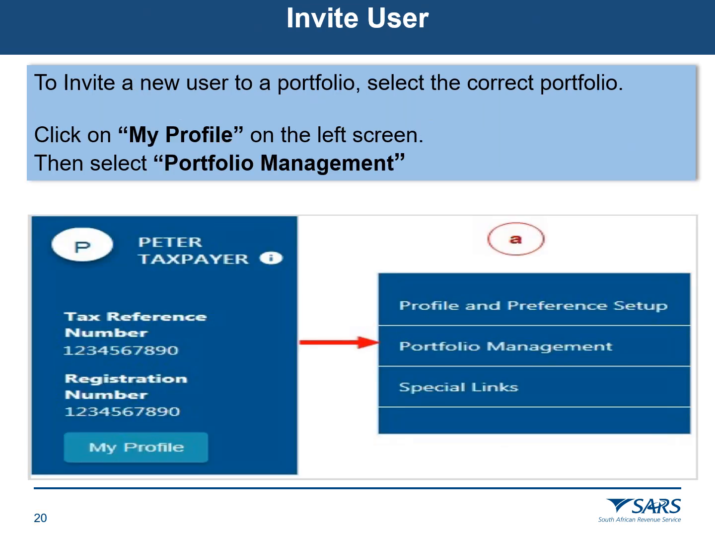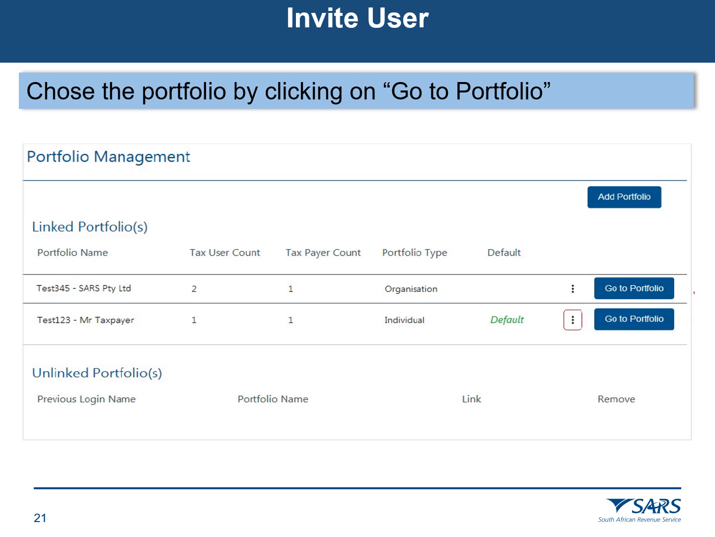The invite user option allows you as an administrator to add additional users on your e-filing portfolio. For example, if you have a new employee that's joined your organization and you want to grant him or her rights to your e-filing profile, then you would need to invite them as a user. In order to do so, you're going to click on My Profile and then you're going to click on Portfolio Management. You will now select the portfolio that you want to add a new user to, and you're going to click on Go to Portfolio.